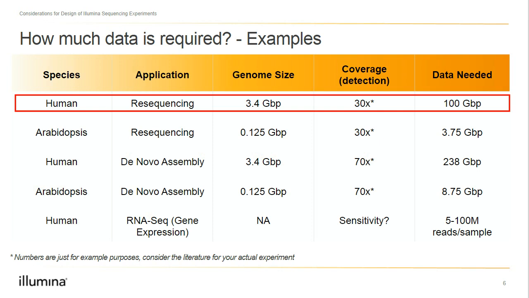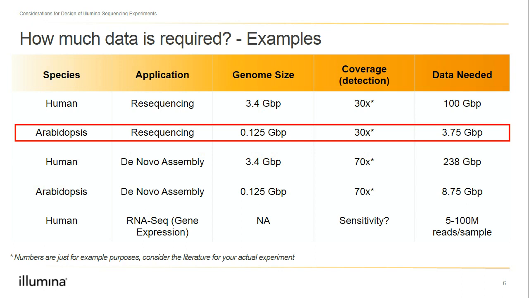For comparison, let's consider the exact same experiment, but this time with a different species, Arabidopsis. Since the genome is much smaller, only about 0.125 gigabases, we only need about 3.75 gigabases of data for the same experiment.